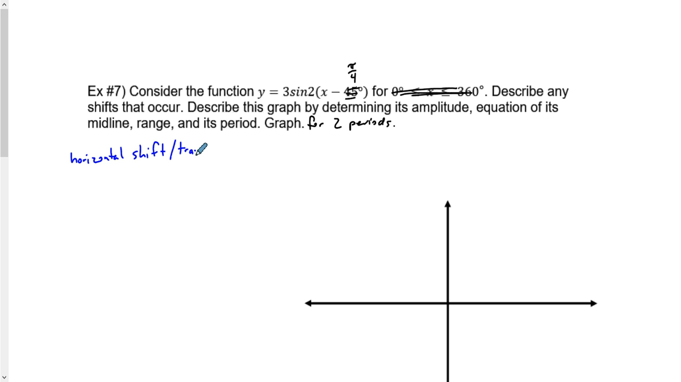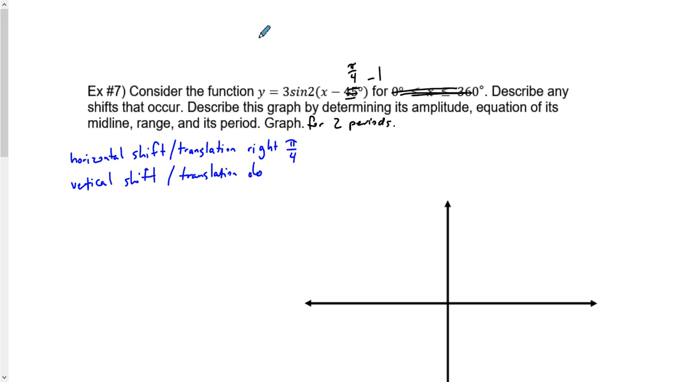So horizontal shift or translation, right pi over 4 units. That is the only one that's in here. Yeah, we might as well make this fun. Let's add a subtract one here too. And we have a vertical shift or vertical translation. We'll put that subtract one at the end.